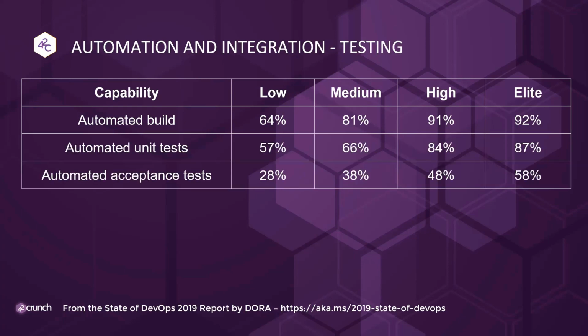Then we start to add some automated tests, right? In order to work at speed, we need that safety net that automated tests provide. And you can see the test coverage rates rise as we move upwards in the different organizational categories.